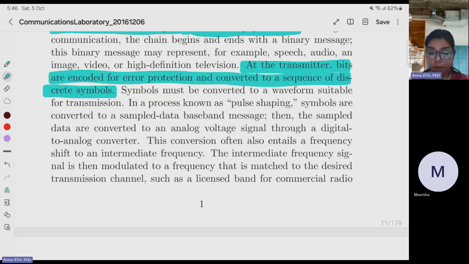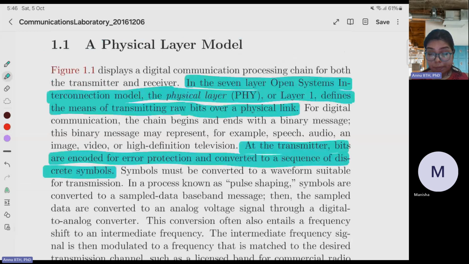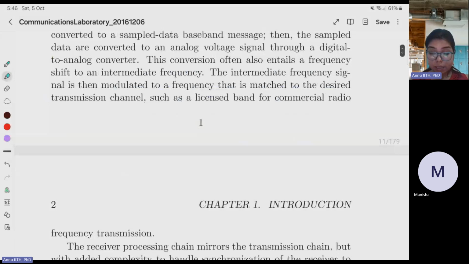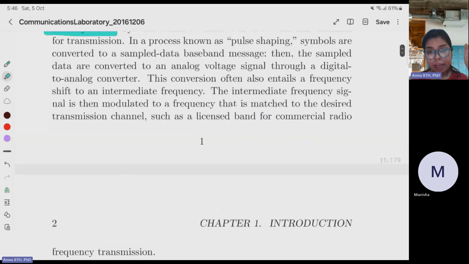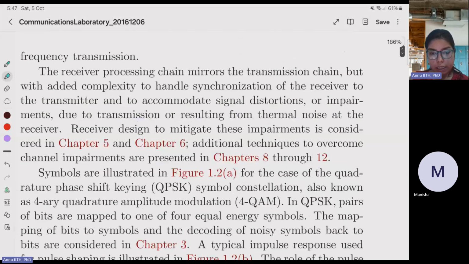So understand this flow. First of all, we have a device, and in the device, everything has 7 layers. The 7-layer open system has the physical layer, level one, which defines the means of transmitting raw bits over a physical link. For digital communication, the chain begins and ends with a binary message, which may represent any signal. At the transmitter, bits are encoded for protection and converted to a sequence of discrete symbols. I'm talking about digital communication, so that's why I'm starting with this. Once it is converted by pulse shaping, it is modulated so that it matches a desired transmission signal, such as a license band for commercial radio frequency transmission. Now we understood this transmission part. Since it was a digital communication, it started with digital signals.